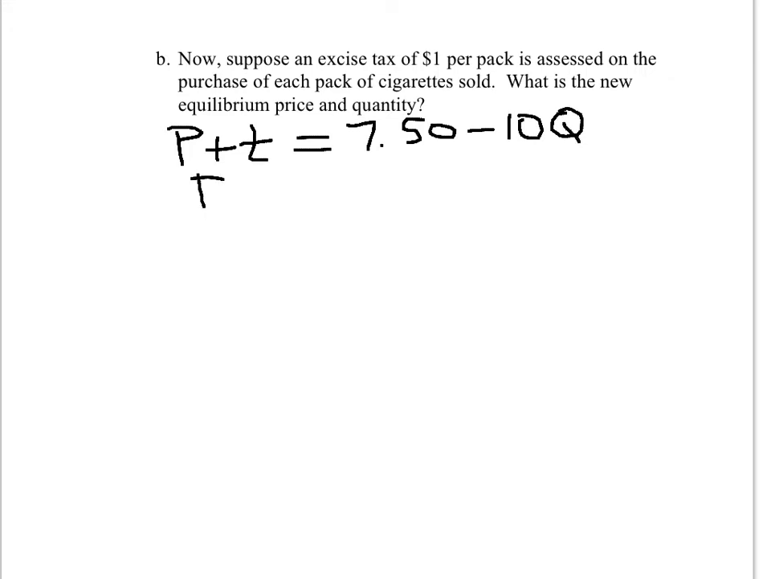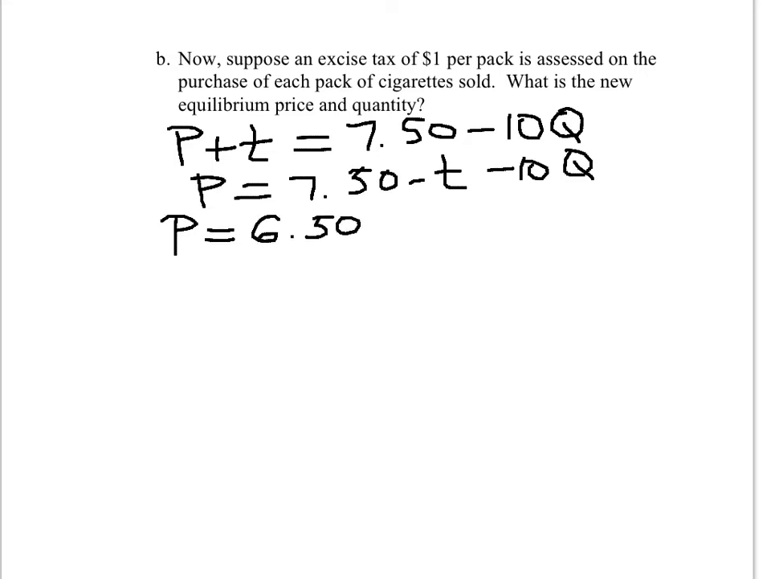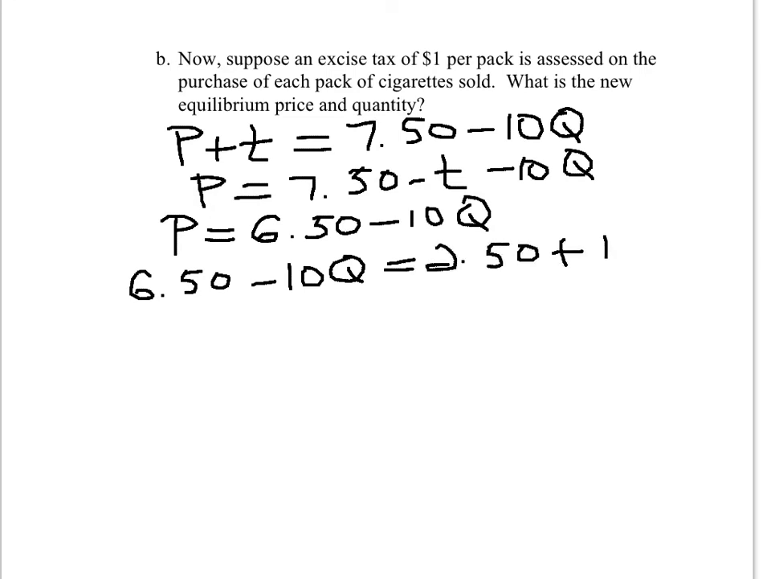When we move the tax to the other side, we end up with 750 minus the tax minus 10Q is the new demand. The tax is equal to 1, so the new demand is going to be equal to 650 minus 10Q. And now we make that equal to the original supply curve, equal to 250 plus 10Q. And what we have here is that Q is going to be reduced to 0.20, and that the price is going to be reduced to 450.